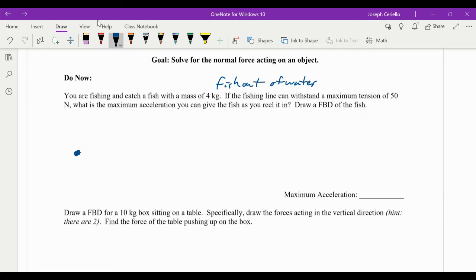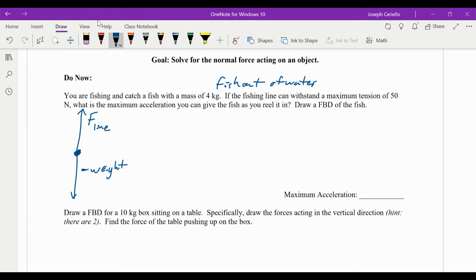So here's our fish. We have to think about the forces acting on it. Well, we know weight is pulling it down, or the force of gravity. I'm just going to call that weight, or you can call it FG, whatever you want. And we know that the fishing line is pulling it up. You can call that tension, or you can just call it the force of the line.